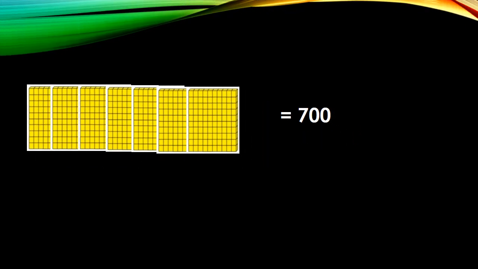One more example, you can look into the picture. There are 7 blocks of 100. It makes the number 700. I repeat, 7 blocks of hundreds makes the number 700.